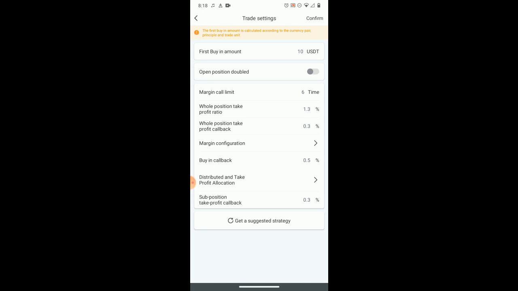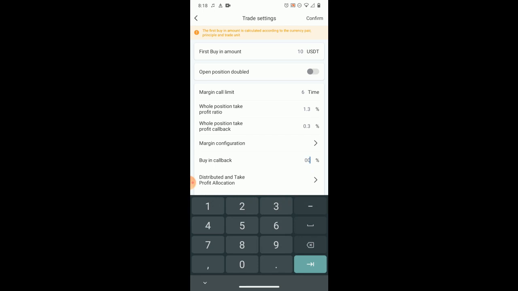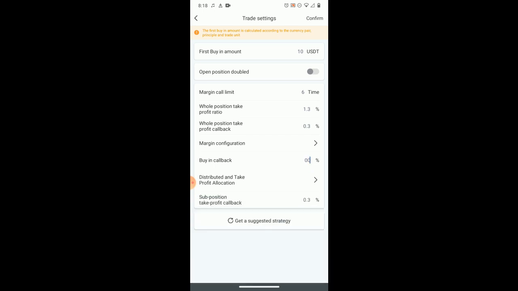Now, for the whole position profit callback, if this one is 0.3, I also put this one to be 0.3. My buy-in callback, I told you, I put it to 0.0. I don't have time for this one. It's 0.0 so it is immediate. Your whole position take profit callback should be the same as your sub position take profit callback. Let them be the same. Your buy-in callback could be anything, 0.2, 0.5, but me, I want another trade to be triggered immediately after I've taken profit. That is that.